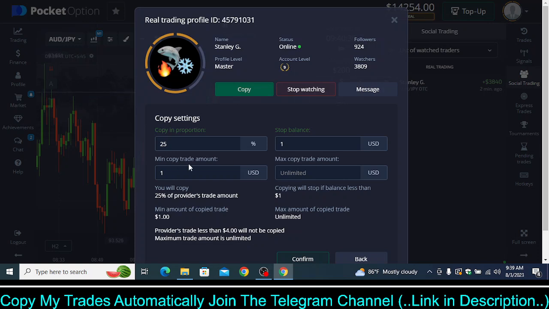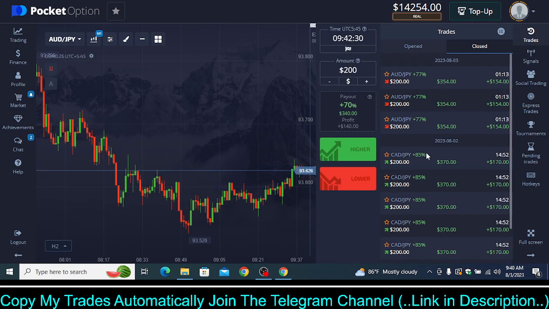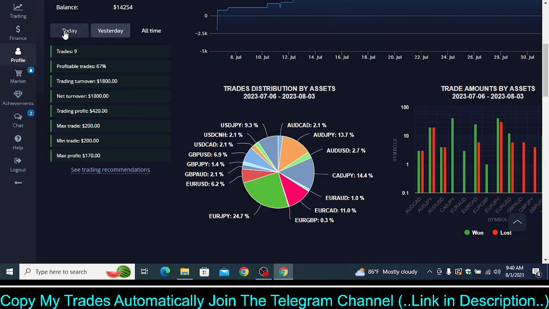Okay, and in minimum copy trade amount, don't put anything other than 1. It is fine. Okay, and in maximum copy trade amount, don't put anything, just leave it unlimited, because I make $200 per trade. So whatever amount you set in this percentage, that will only be copied. And once you do this much, then you can just simply click on confirm and you will start to copy my trade automatically in your account. Whenever I make a trade, all of those trades will appear in your account, and soon you can also see results like this in your account without trading binary options by yourself.